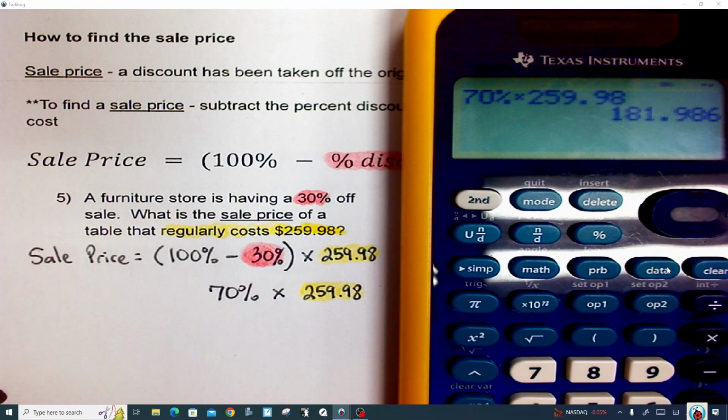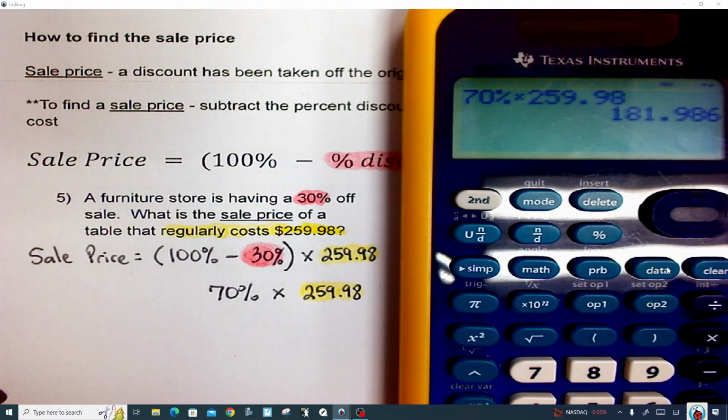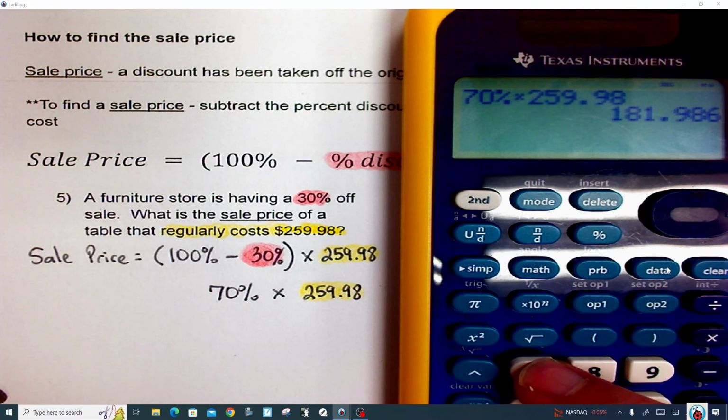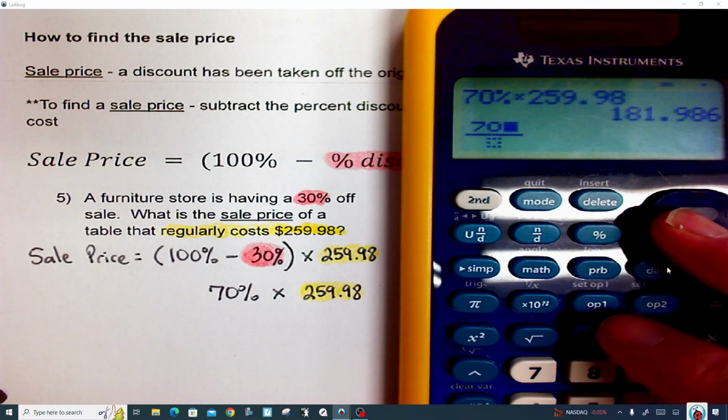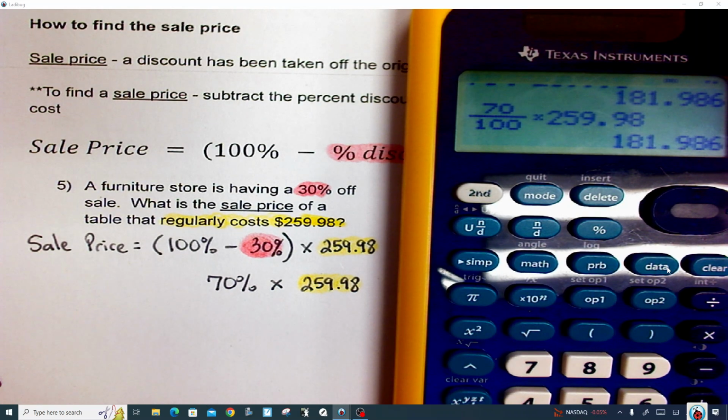and you'd get 181.986. Okay, that's fine, but what happens if you do not have that percent button on there? Well, instead of typing in 70 times 259.98, type it in as a fraction, 70 over 100, and then times that by 259.98. And see, we get the same answer.